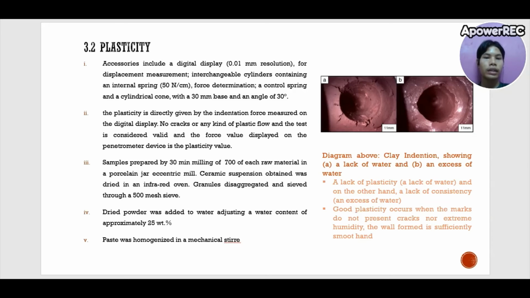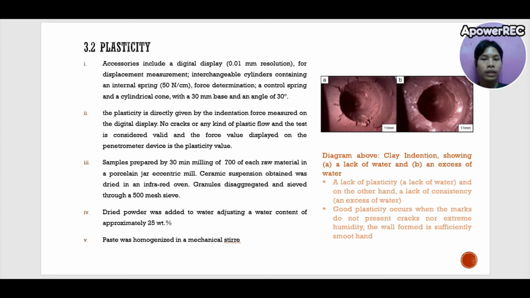Accessories include a digital display with 0.01 mm resolution for displacement measurement, interchangeable cylinders containing an internal spring of 50 Newton per centimeter for force determination, a control spring, and a cylinder cone with a 30 mm base and an angle of 30 degrees. So these are the specs, the components that exist in the test. The plasticity is directly given by the penetration force measured on the digital display. With no cracks or any kind of plastic flow, the test is considered valid. The force value displayed on the penetrometer device is actually the plasticity value.